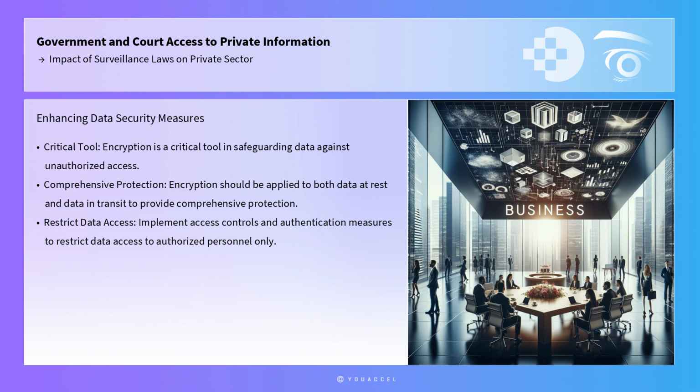In addition to a data governance framework, businesses must invest in technology solutions that enhance data security. Encryption is a critical tool in safeguarding data against unauthorized access. By encrypting data, businesses can ensure that even if data is intercepted during a surveillance operation, it remains unintelligible without the correct decryption key. Encryption should be applied to both data at rest and data in transit to provide comprehensive protection. Additionally, businesses should implement access controls and authentication measures to restrict data access to authorized personnel only.